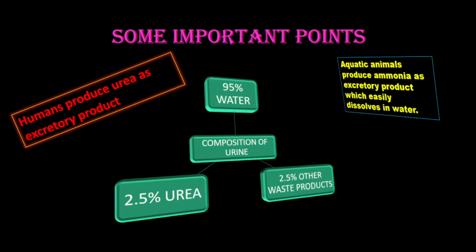Now, there are some important points. First of all, the composition of urine. 95% of urine is water. 2.5% is urea. And the next 2.5% might be some salt.